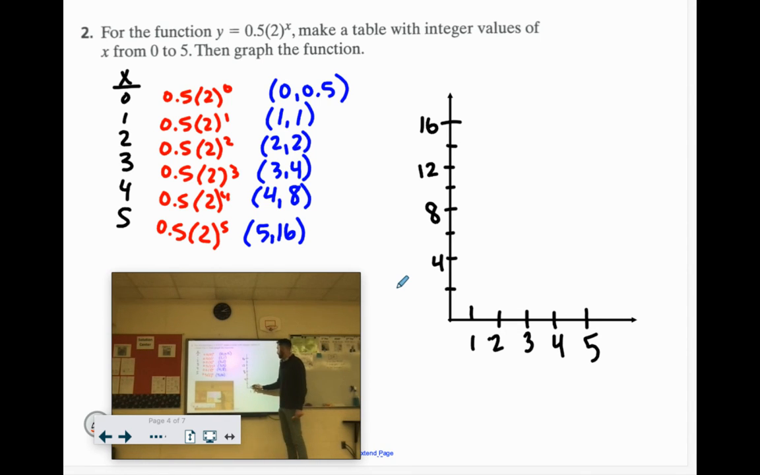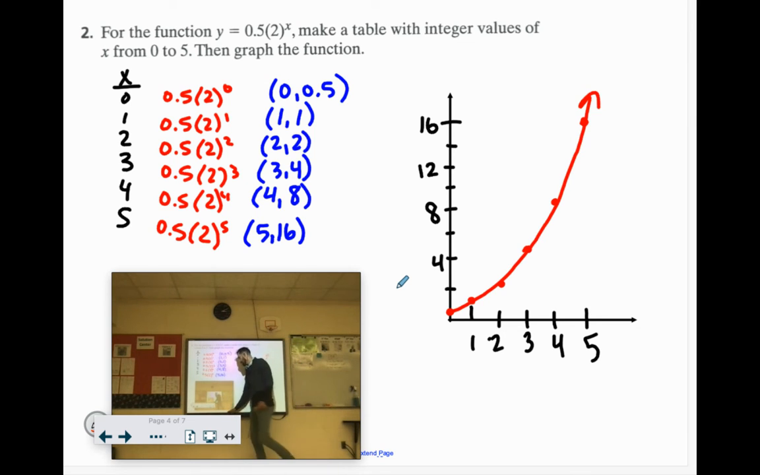All right. 0, 0.5. There-ish. Got 1, 1. 2, 2. 3 is at 4. 4 is at 8. 5 is at 16.